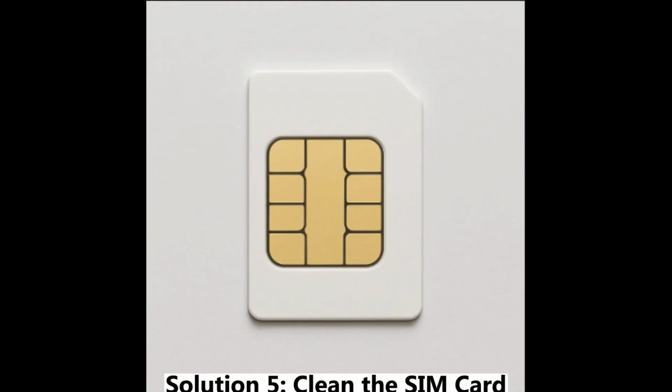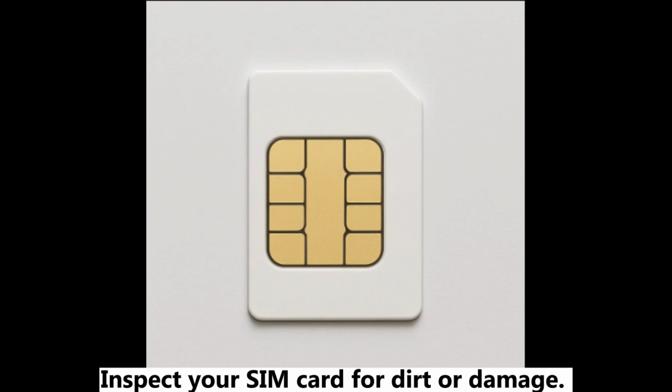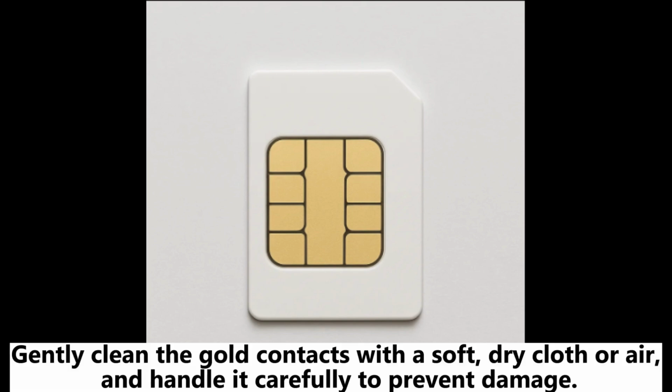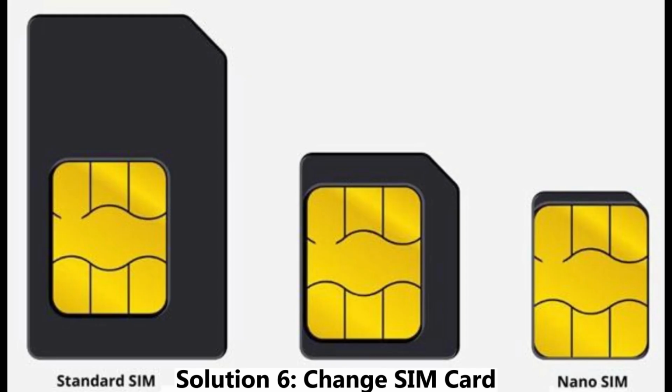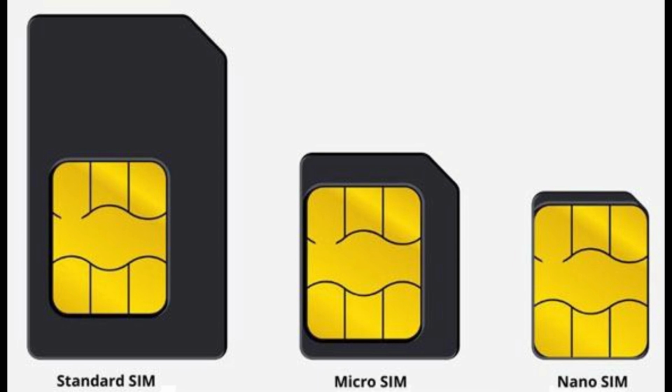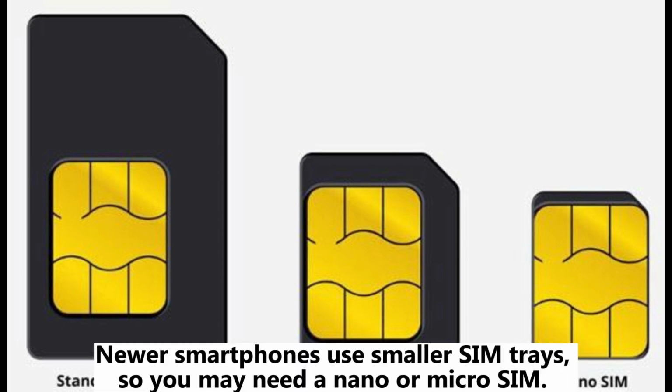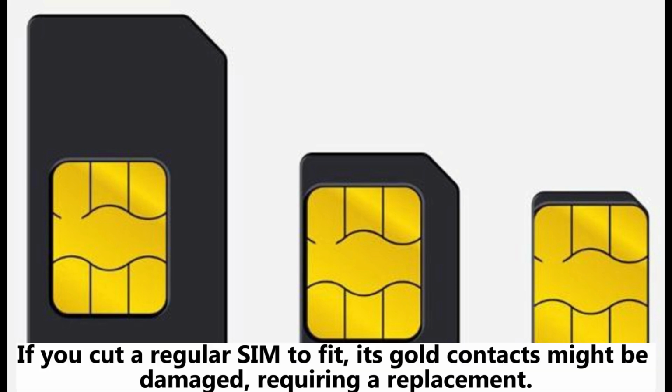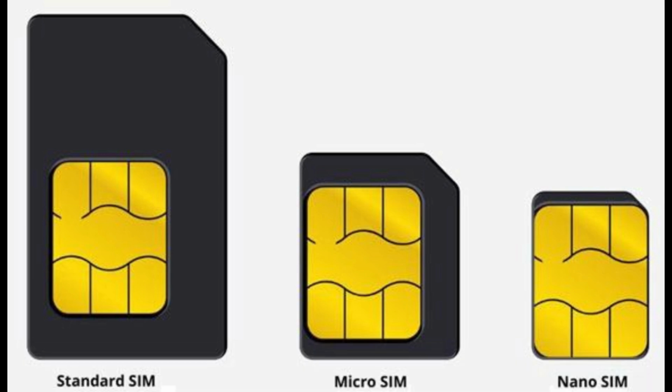Solution 5. Clean the SIM card. Inspect your SIM card for dirt or damage. Gently clean the gold contacts with a soft, dry cloth or air and handle it carefully to prevent damage. Solution 6. Change SIM card. Newer smartphones use smaller SIM trays, so you may need a nano or micro SIM. If you cut a regular SIM to fit, its gold contacts might be damaged, requiring a replacement.